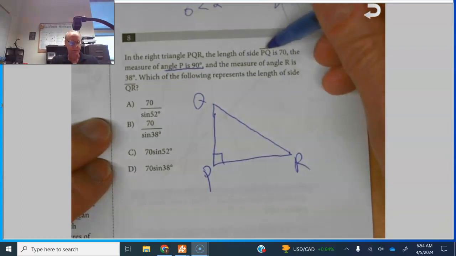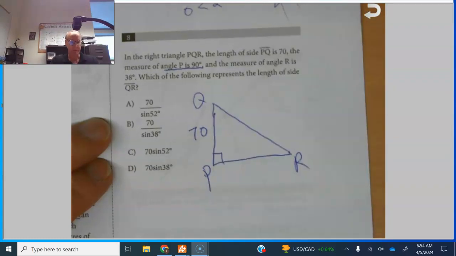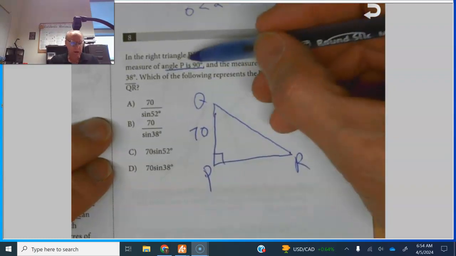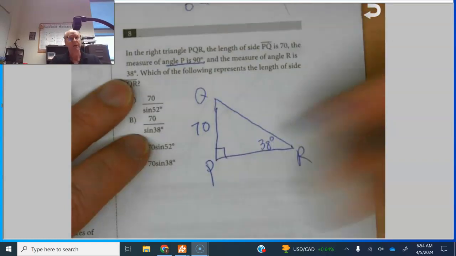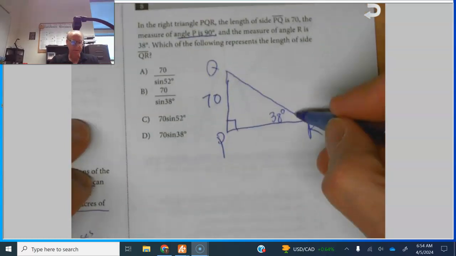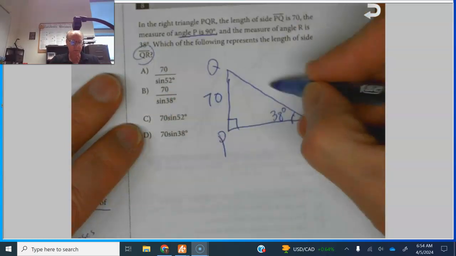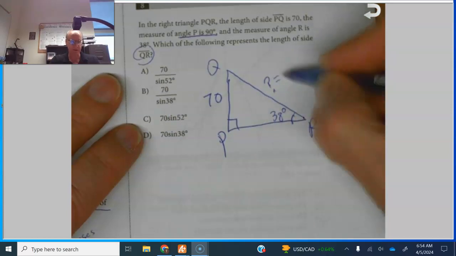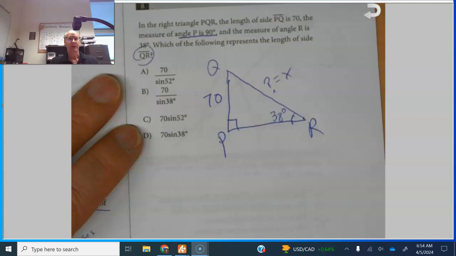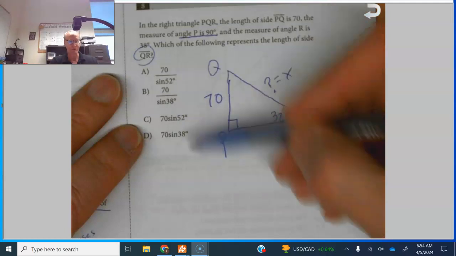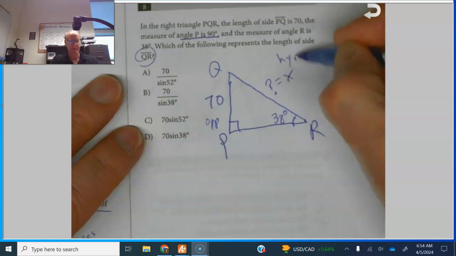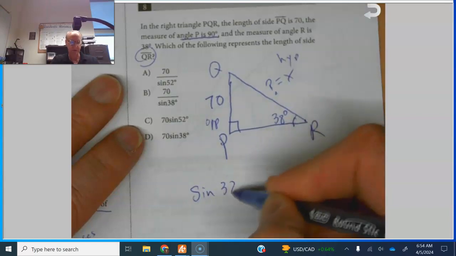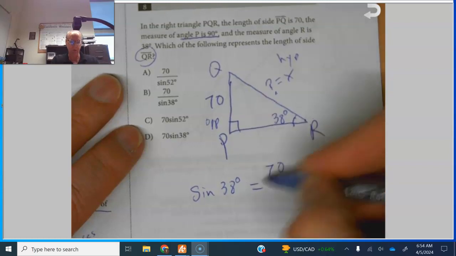It says the length of side PQ is 70. This is 70. And the measure of angle P is 90 degrees, and angle R is 38 degrees. All right. You should recognize that if we want QR, this is the question mark, this is the X or the Y or whatever you want to call it, you're going to set up a ratio. And you can look over here and you can see it's going to be sine. Well, you should know that because this is opposite and hypotenuse. And so the sine of 38 degrees is equal to the opposite over the hypotenuse.